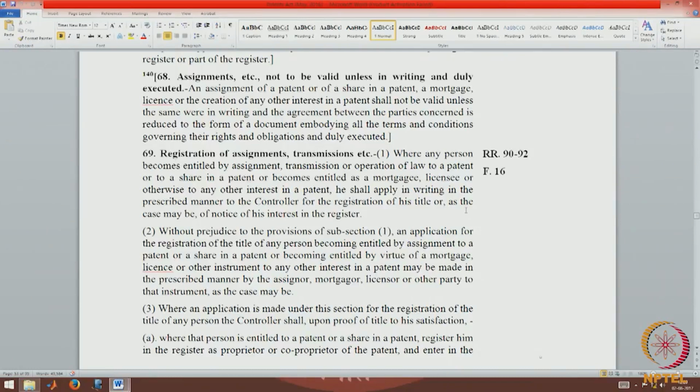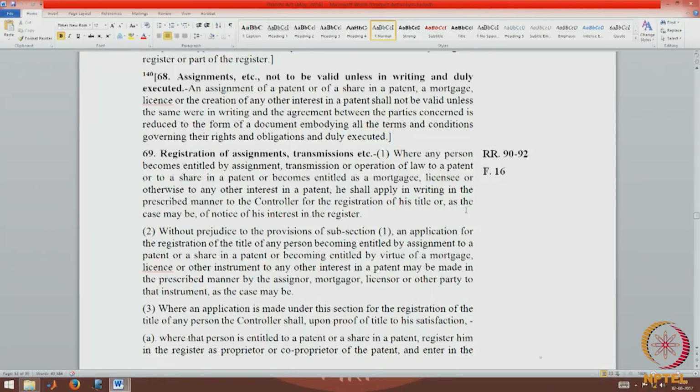He shall apply in writing in the prescribed manner. The prescribed manner is Form 16, you see the cross reference there, to the controller for a registration of his title or, as the case may be, of notice of his interest in the register. So, if he is entitled to a right, he has to apply using this form to register his title. If he has become an absolute owner, then his name has to figure in the records. Or if he is only entitled to an interest, then the notice of his interest will be entered into the register. If he is a licensee, then his name will figure as the licensee.